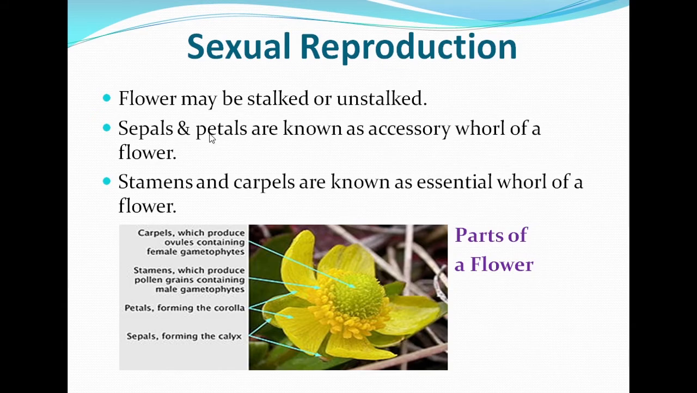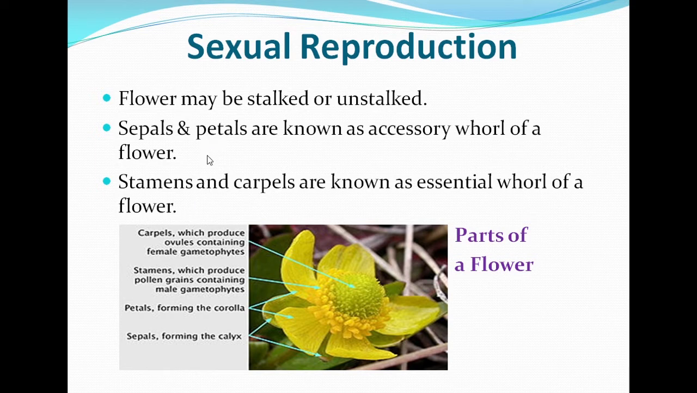Now, flowers may be stalked or unstalked. That means some flowers may or may not have stalks. Flowers with stalk are known as stalked flowers, and if it has no stalk, then it is called unstalked flower. Now, sepals and petals are known as accessory whorls of a flower, and stamens and carpels are known as essential whorls of a flower.